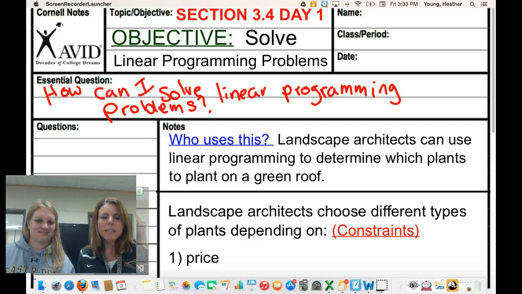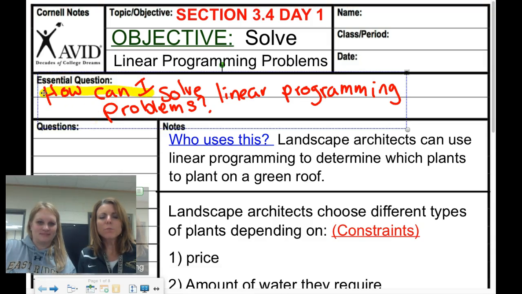Today, we're going to talk about linear programming. The essential question of the day: how can I solve linear programming problems? And this is a 2-day lesson, so today is day 1.